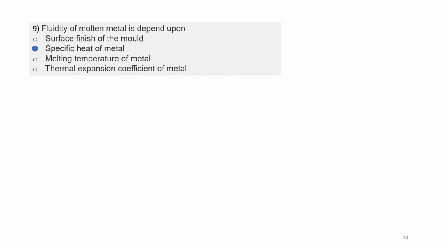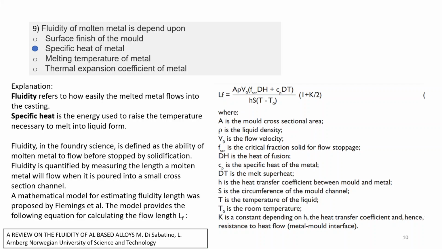Answer will be specific heat of metal. Okay, now this is the formula that is used here. So firstly, fluidity definition. It refers to how easily a molten metal flows into the casting, and specific heat is the energy used to raise the temperature necessary to melt into liquid form.